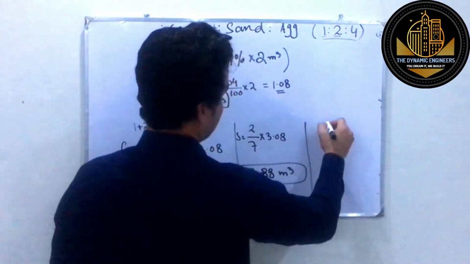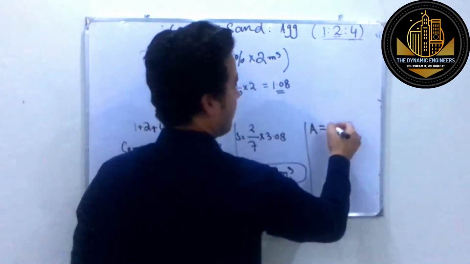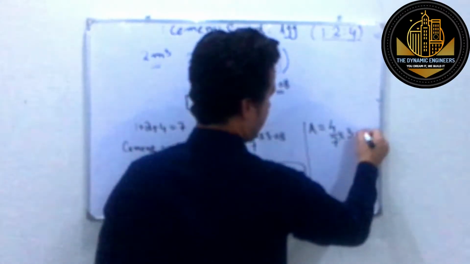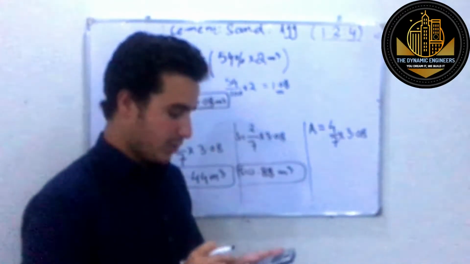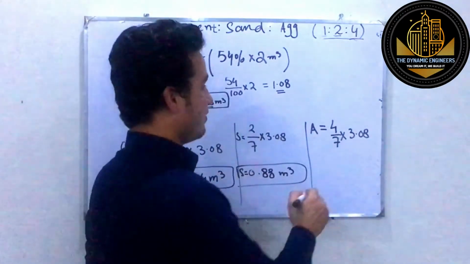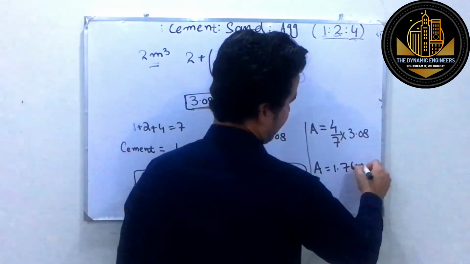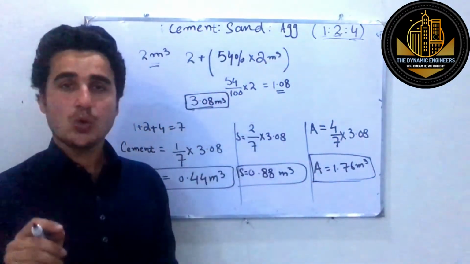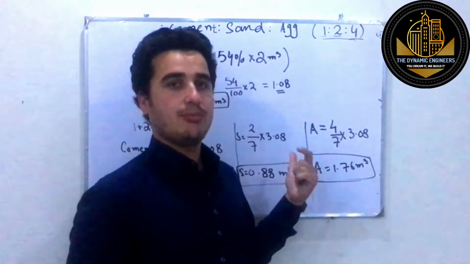And the third one is the aggregates, I will call it by A, which is 4 units. So 4 divided by 7 multiplied by 3.08, and this is equal to 1.76. So aggregate is equal to 1.76 meter cube. So this is how you will calculate the different components of concrete and any concrete member.